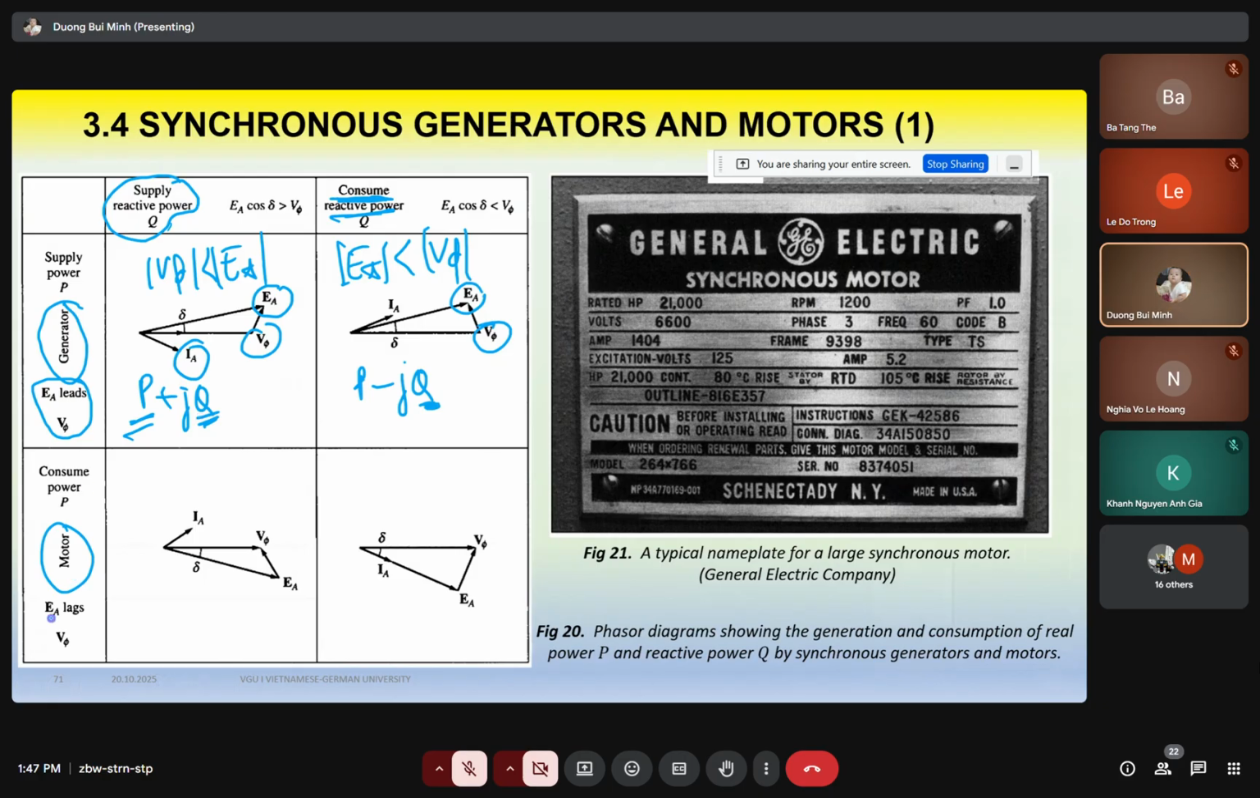Okay, now the motor. For the motor, EA is always lagging V phase. EA here, V phase here. So they also consume P. Consume P.